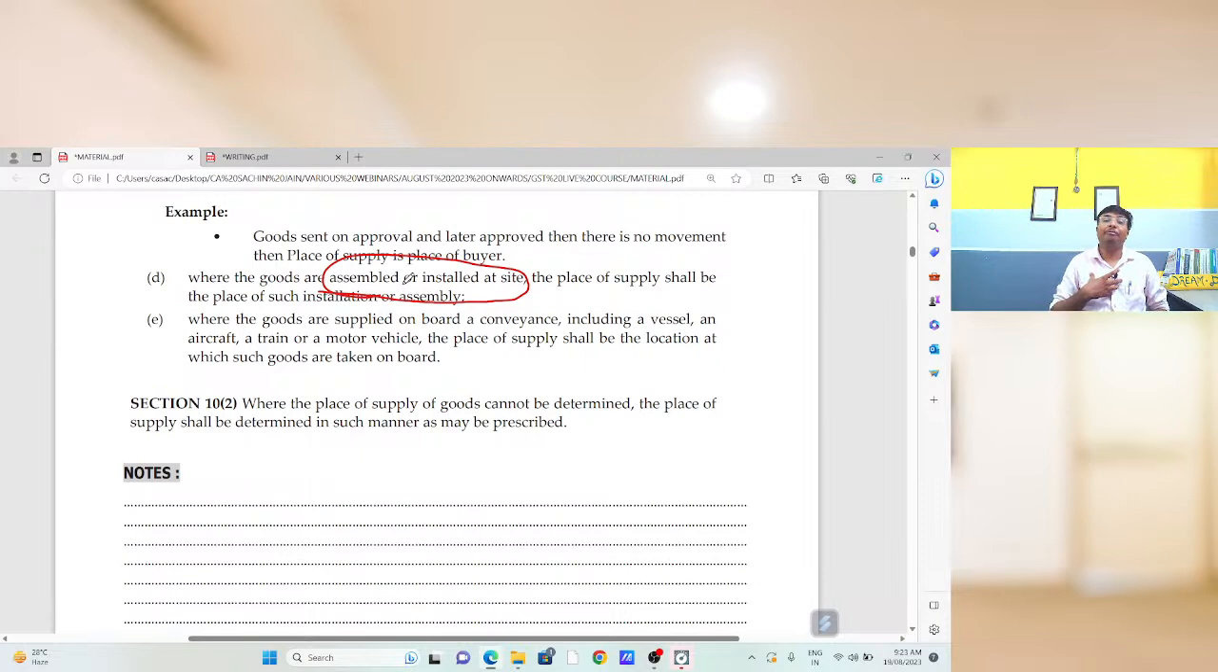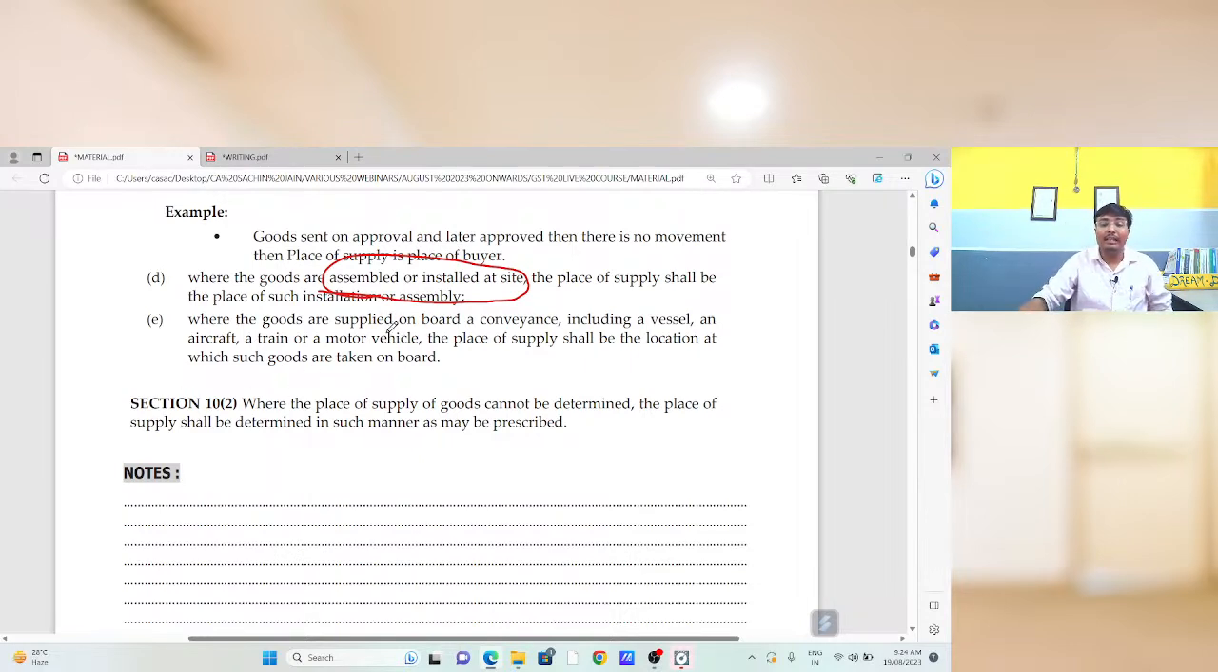Suppose I am a manufacturer of certain automobile parts, okay, and I am going to prepare one automatic automobile machinery from those automobile parts at the place of the client. In that case, when I go to the place of that client and assemble that particular machinery at that place, that assembly place will be treated as my place of supply. And if the place is outside Rajasthan, in that case, I need to charge IGST. And if the place is in Rajasthan, in that case, I need to charge CGST or SGST.